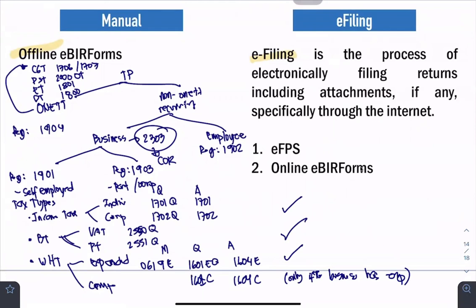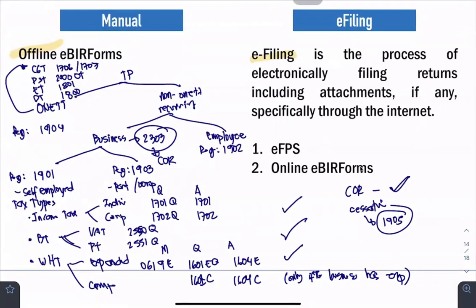Okay? So take note again, once you are given a COR, what is the requirement? You need to keep on filing. You need to keep on filing. And when is the cessation of the requirement to file? Upon termination using 1905.